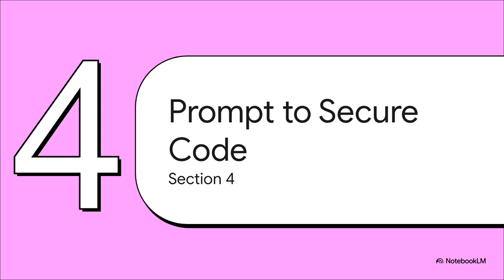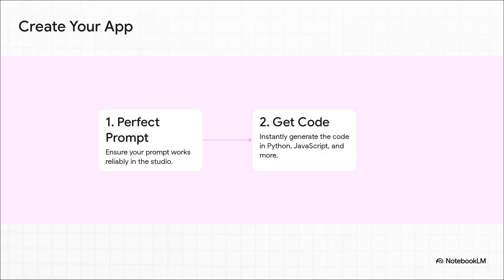It works perfectly. Now it's time to turn that prototype into a real, standalone application. This is another one of those moments that feels like pure magic. AI Studio basically acts as your coding co-pilot. Once your prompt is just right, you click a button, and boom, it translates your instructions directly into the code you need to actually build your app.